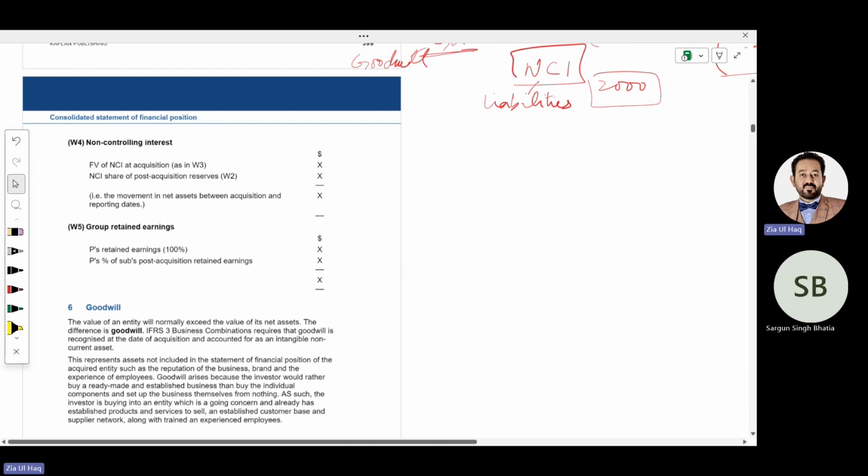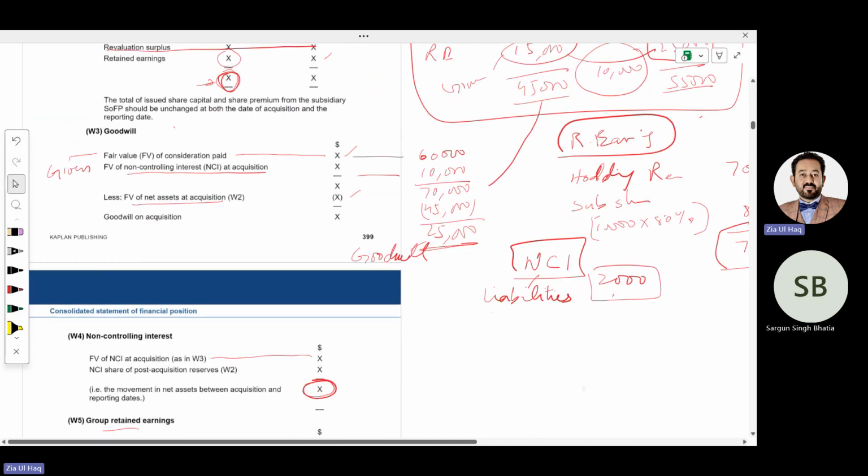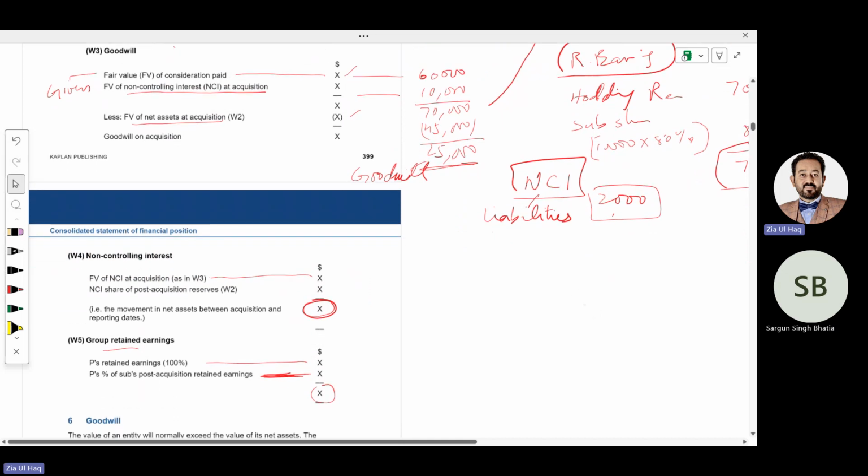Non-controlling interest. How to calculate non-controlling interest? Fair value of non-controlling interest given in the question, plus we will add this 2,000. Then we will calculate the non-controlling interest figure that should be presented under consolidated financial statements in liabilities. And group retained earnings: parent company retained earnings plus the subsidiary's profit share. In these three figures has been shown how to calculate goodwill in case your holding is less than 100%.